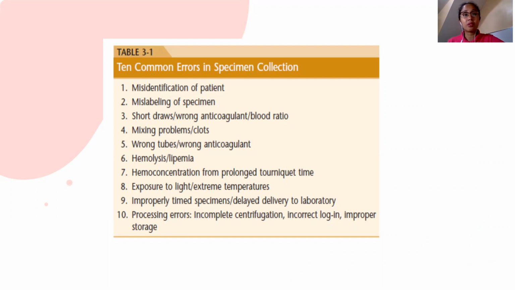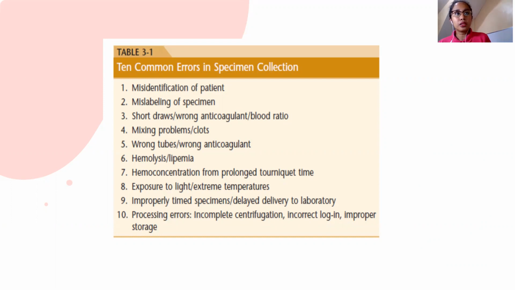Number 2, mislabeling of specimen. So usually class, when we label a specimen, we do it after collection, okay? After blood collection, that's the only time we label the specimen. We write the name. If not the name, we place the barcode sticker after the specimen collection. Okay? We don't do it before specimen collection, but after specimen collection. Right after you've collected it, label it.